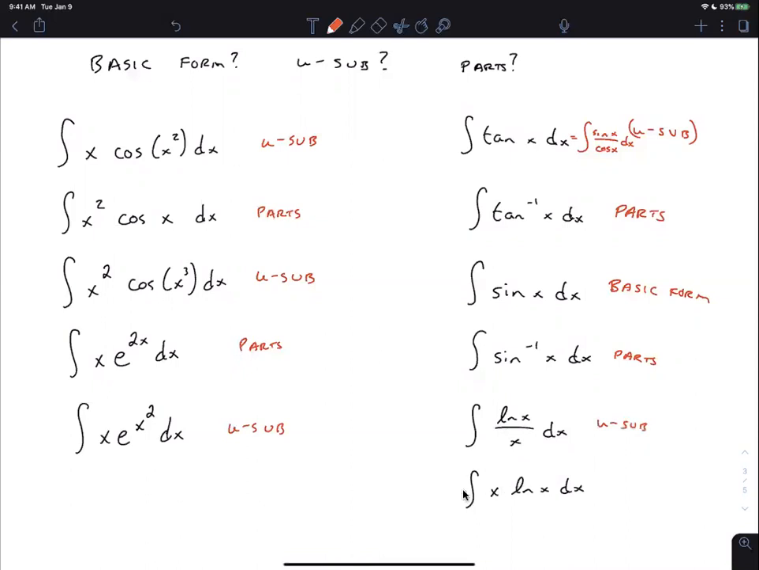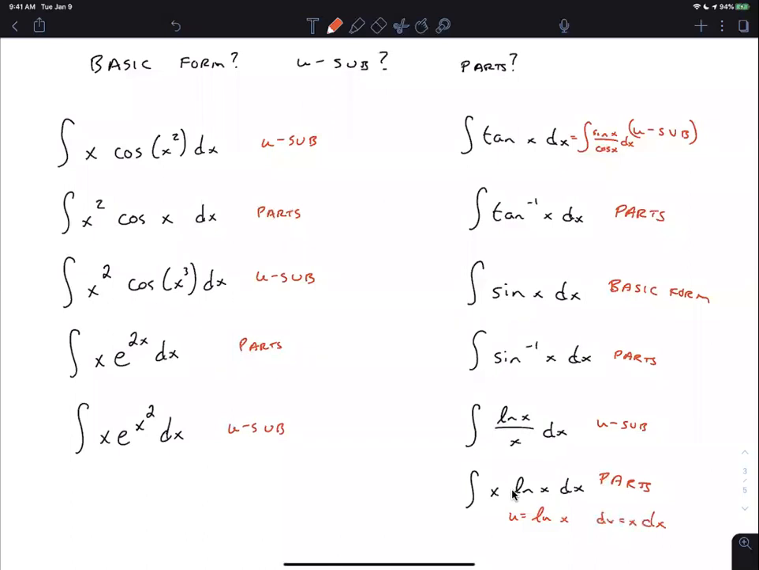And now what about x natural log x? You guys think? That's parts. And on that one, you let U equal log x and let dv equal x dx. Does that make sense to everybody?